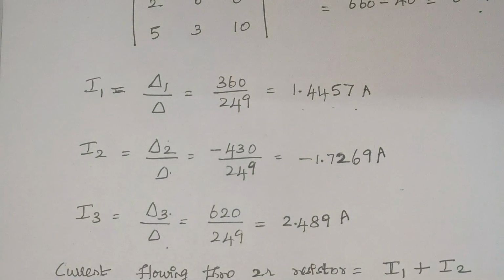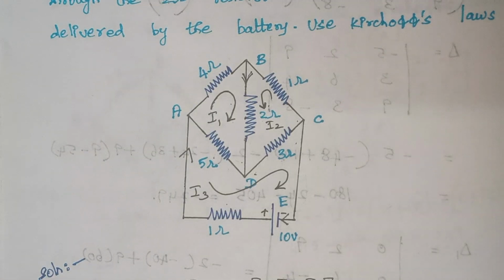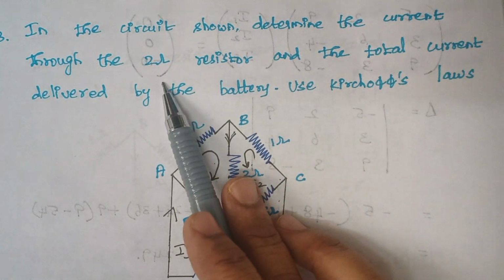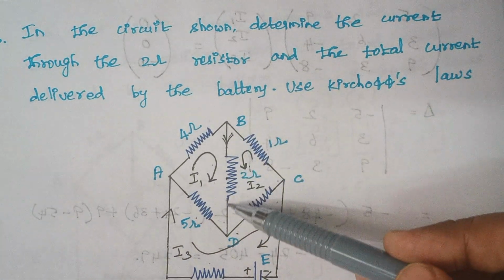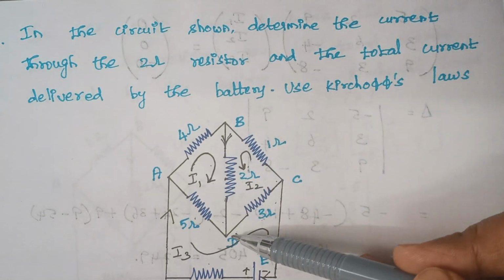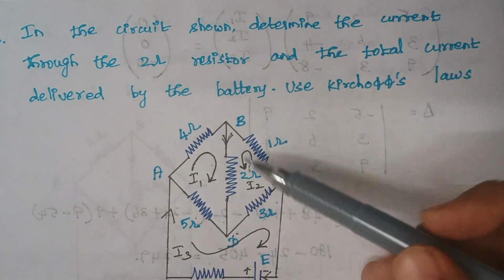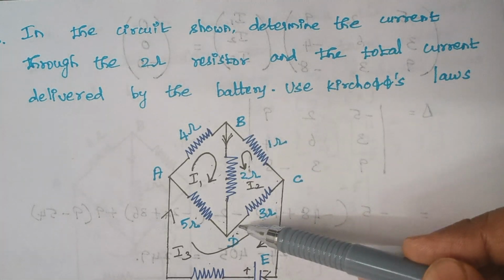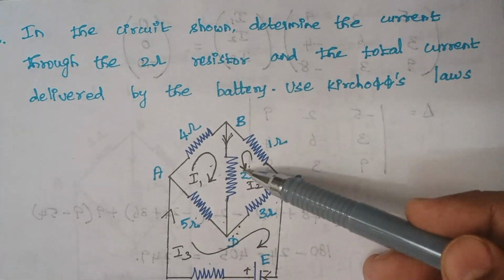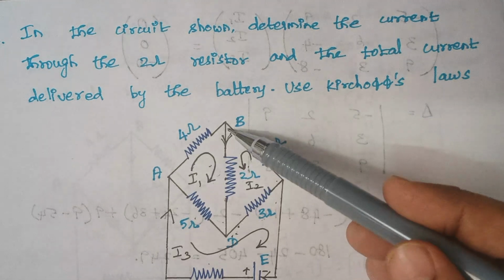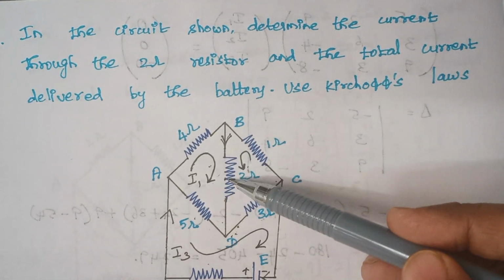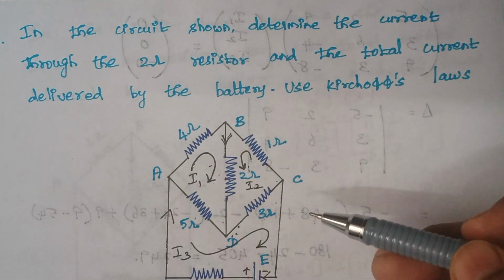The next thing is, we need to calculate the current that flows through this 2 ohm resistor. Right. So what is the current that flows through this 2 ohm resistor? From this diagram, we are having I1 and I2 flowing through this 2 ohm. Right. And again, since the directions are the same, the current flowing through this 2 ohm resistor is I1 plus I2. Can you get what I am saying?